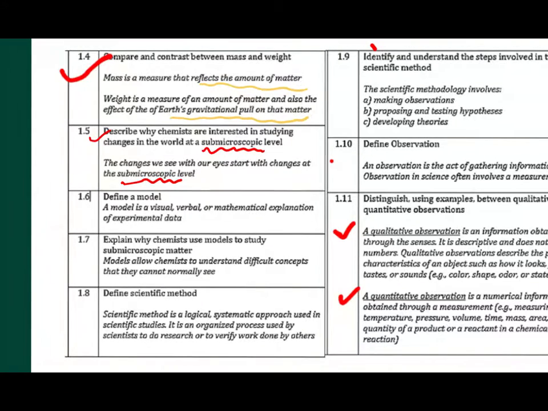Define a model. A model is a visual, verbal, or mathematical explanation of the experimental data. Why do chemists use models to study submicroscopic matter? They use models because models allow chemists to understand difficult concepts that they cannot normally see.